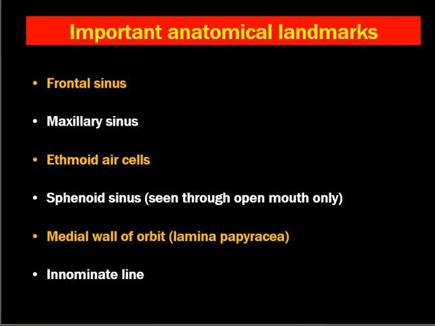Next is, what are the important anatomical landmarks for X-ray PNS? They are the frontal sinus, where we should look for scalloping, maxillary sinus, ethmoid air cells, sphenoid sinus, which is seen through open mouth, and the medial wall of the orbit, lamina papyracea, where there may be breaching, and the innominate line, which is formed by the greater wing of the sphenoid bone.